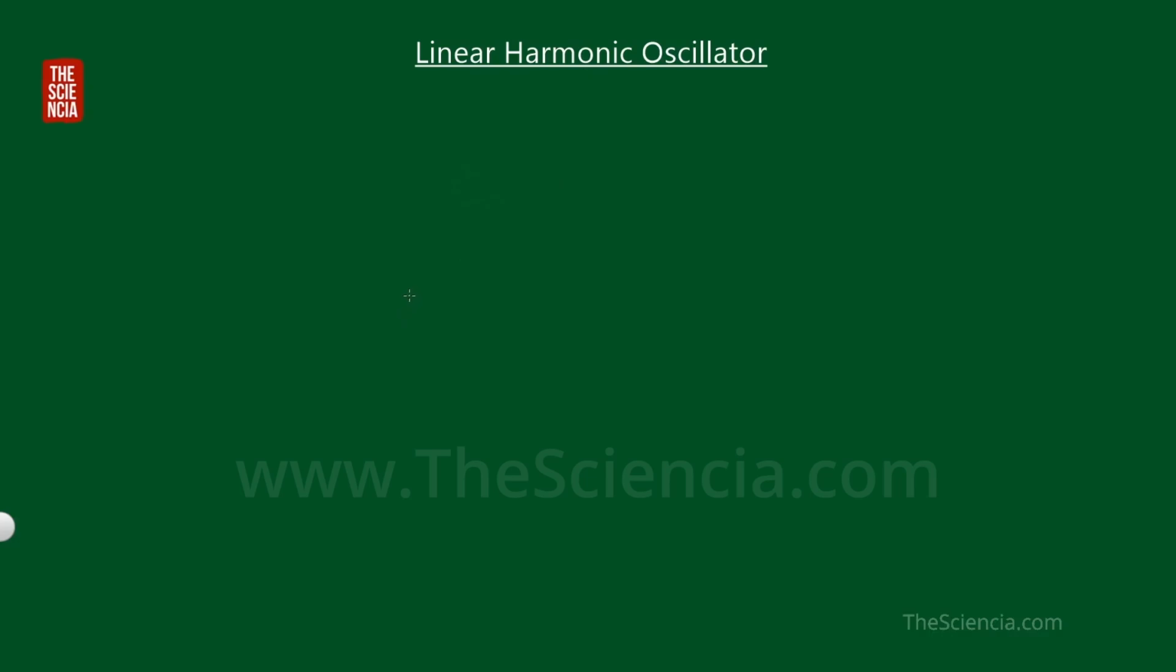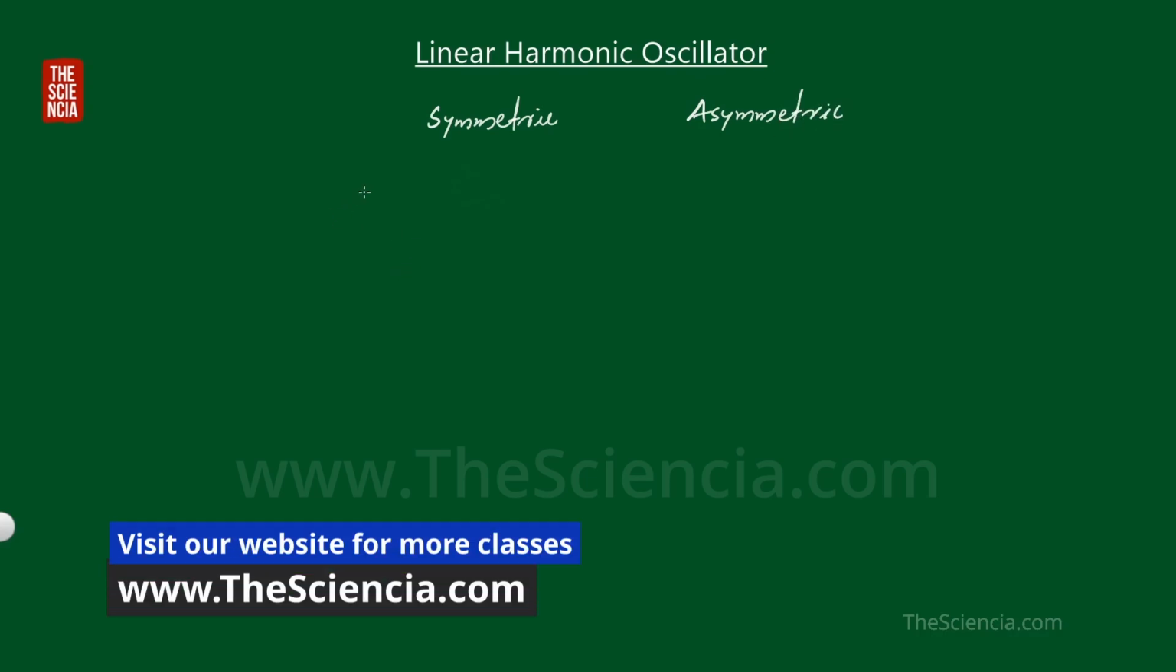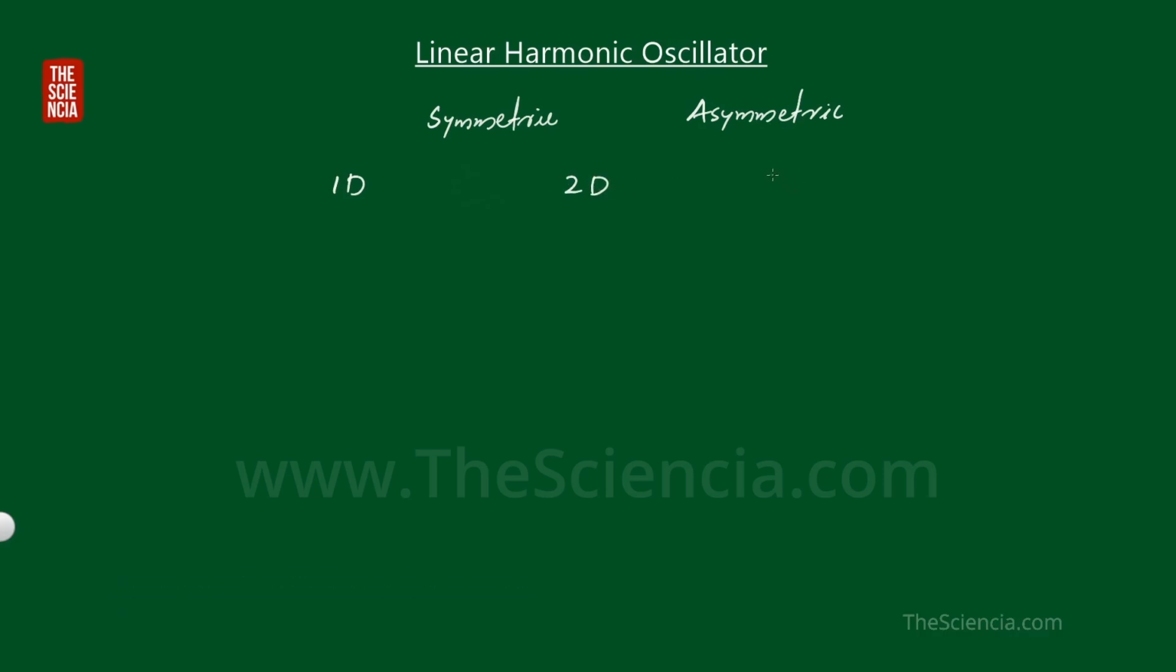Linear harmonic oscillator. There are two types of linear harmonic oscillator: one is symmetric and the other one is asymmetric. And 1D LHO is there, 2D LHO is there, and 3D LHO is there.